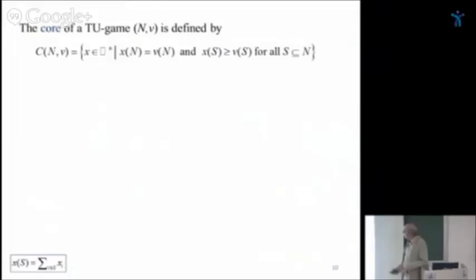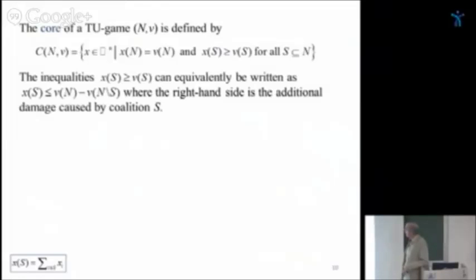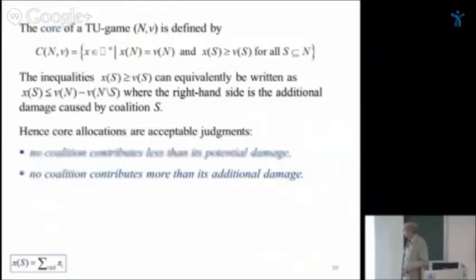So the core, yes, it doesn't come. This is Rn. So the core, this is the definition for a TU game. It's an allocation of the value of the game, the worth of the Grand Coalition, and no coalition can improve upon. We know that these inequalities here, using this identity, can be written with a complementary coalition, so that clearly core allocations are acceptable judgments.